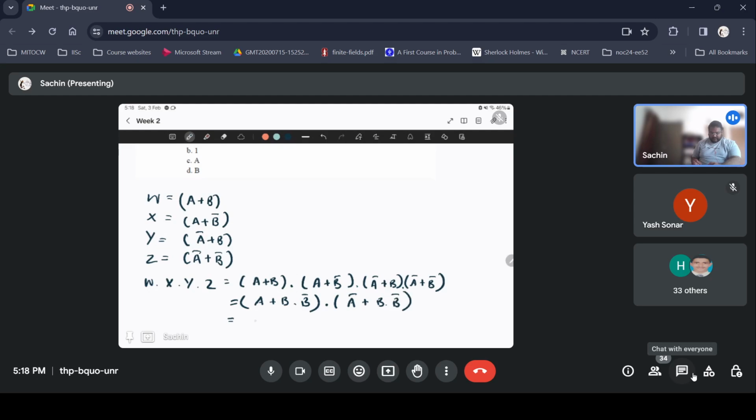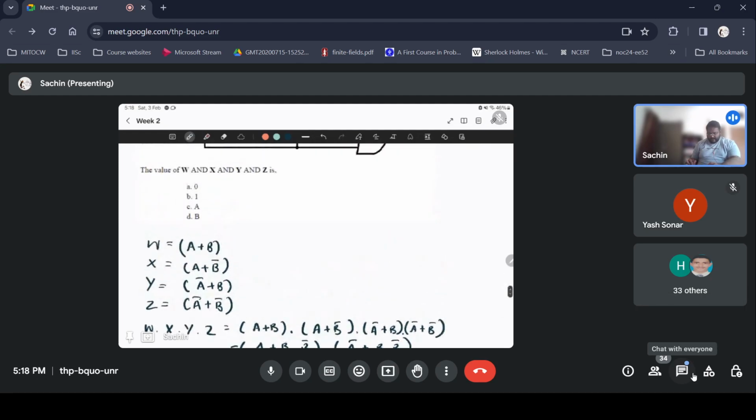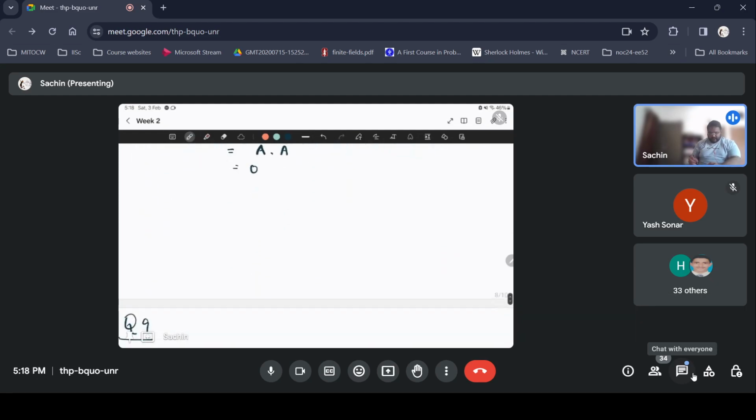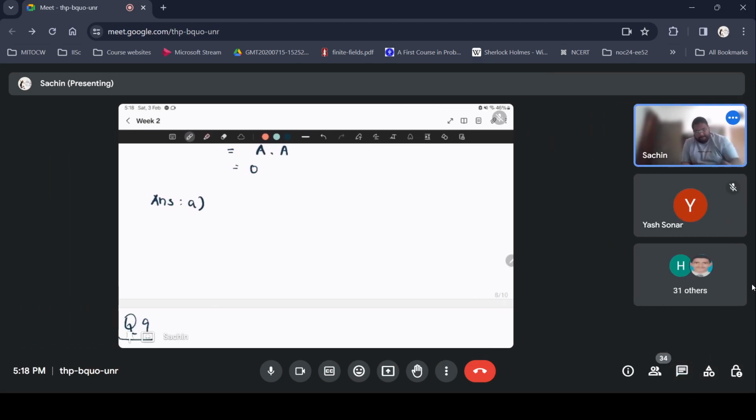And B B bar is nothing but 0. So this is A. Here also B B bar. So this is A bar. A and A bar is 0. This is just from the basic laws. So the answer is option A. Yeah, it's option 1.